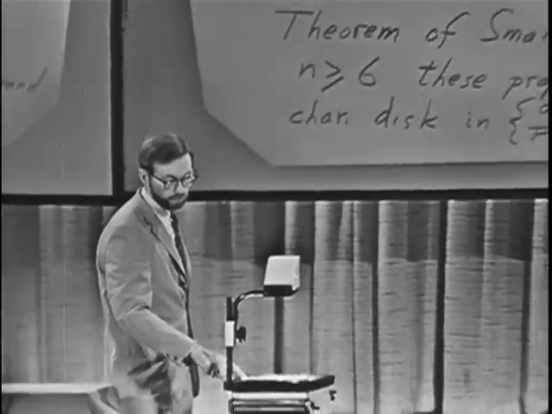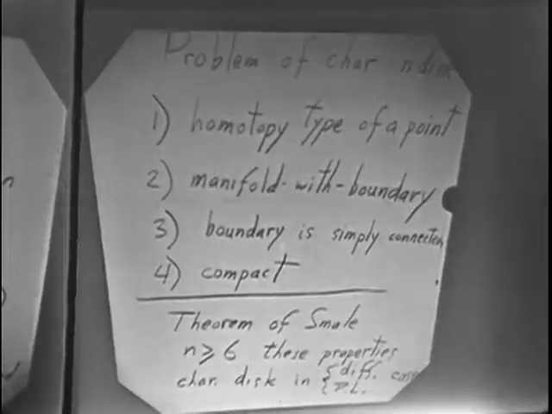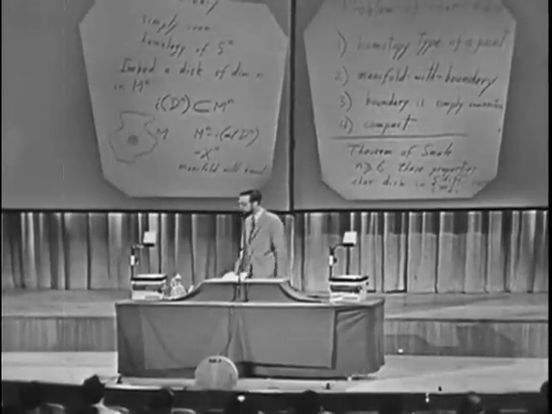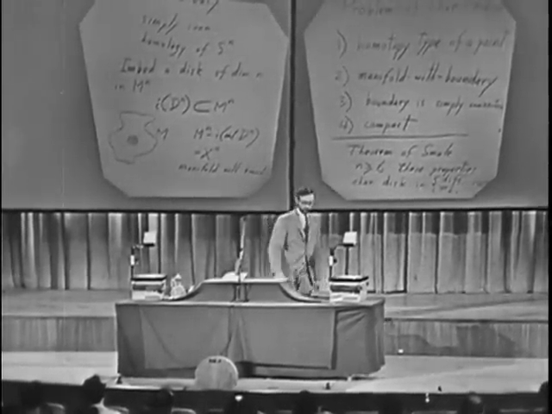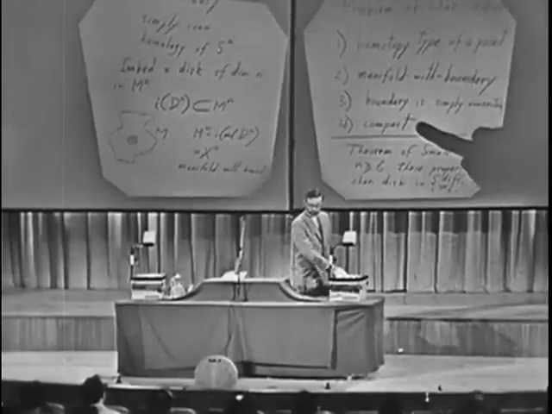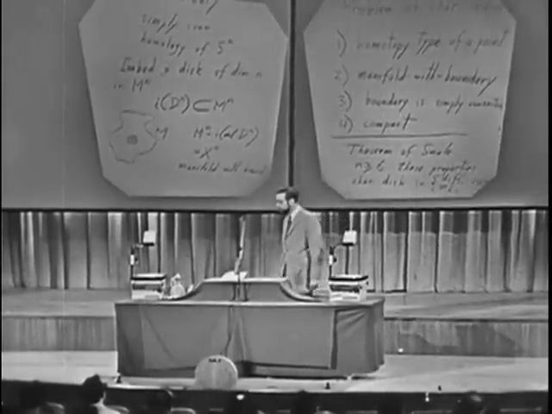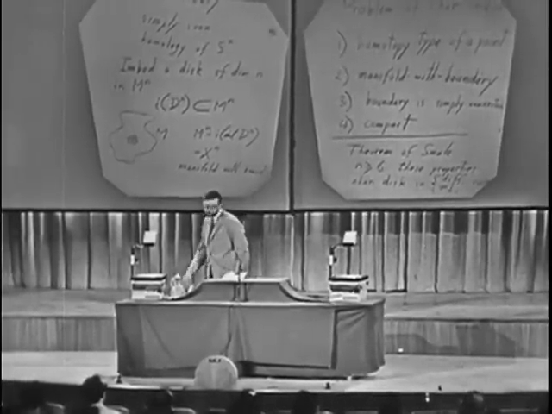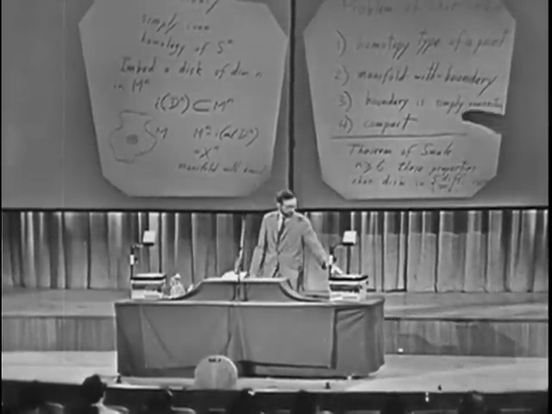It's certainly a manifold with boundary. Now the boundary, if you notice, is just the standard sphere. So this is isomorphic to the standard sphere by the way it's constructed. So the boundary is certainly simply connected. And we've taken a compact set and removed an open set from it, so what we have is certainly compact. So what we've got, this object Xn, satisfies all 4 conditions.